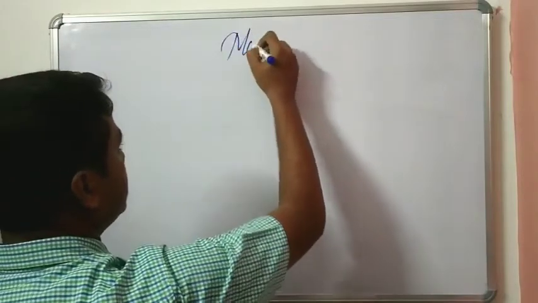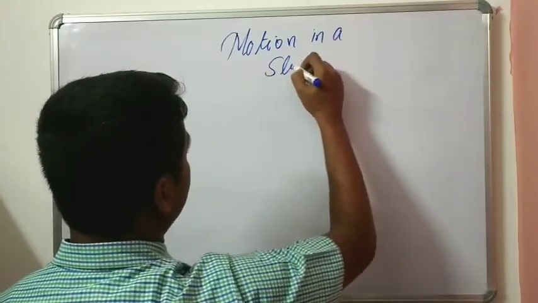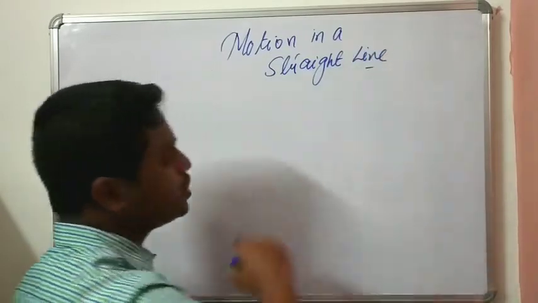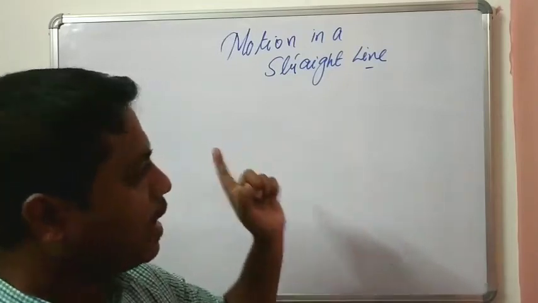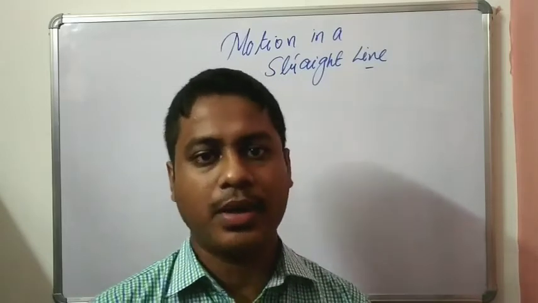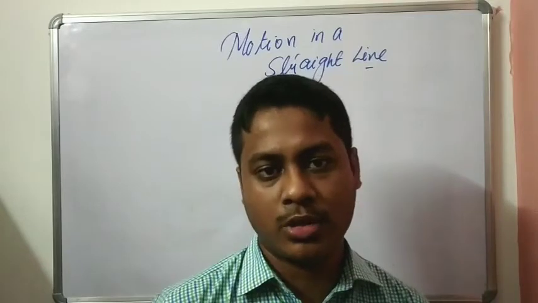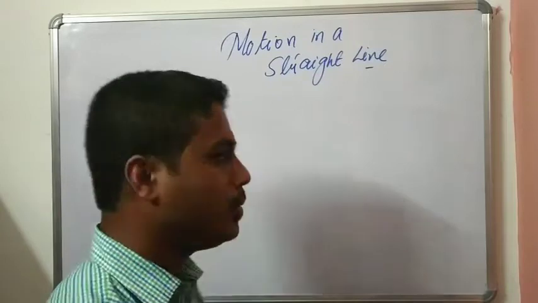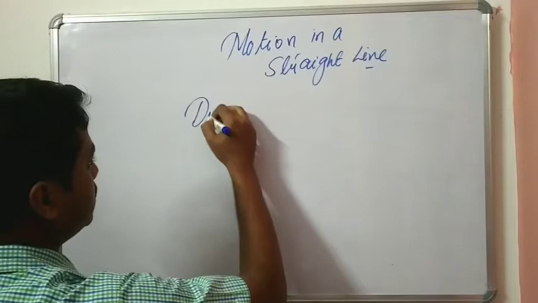Our chapter name is motion in a straight line. Why is it named motion in a straight line? Mostly in this chapter we'll be discussing one-dimensional motion. After this chapter we have a chapter called motion in a plane, in which we'll be discussing two-dimensional motion. Here all the topics will be only about one-dimensional motion. Remember that.